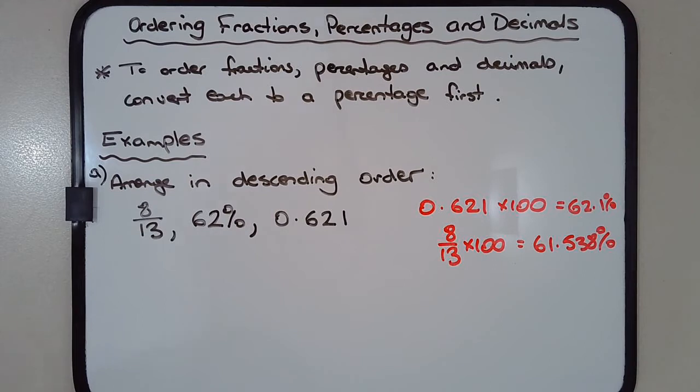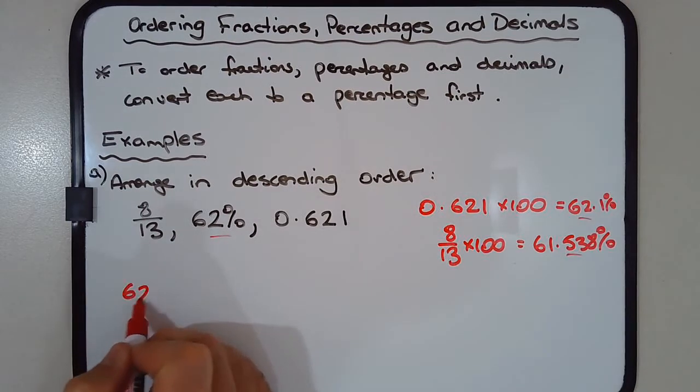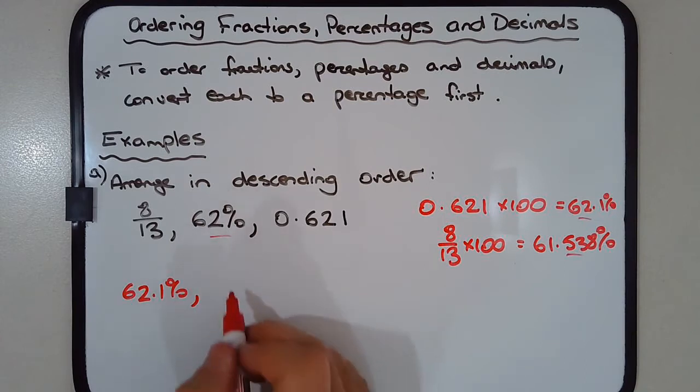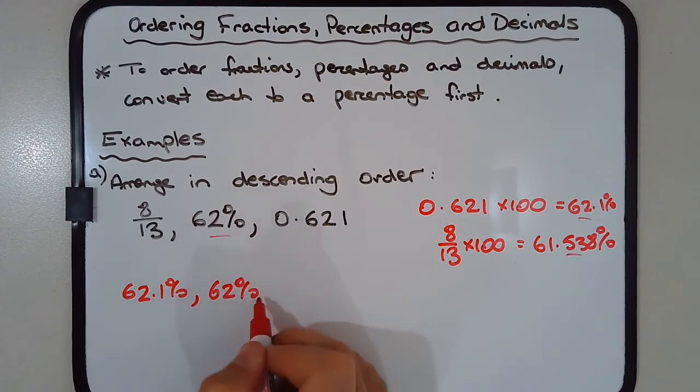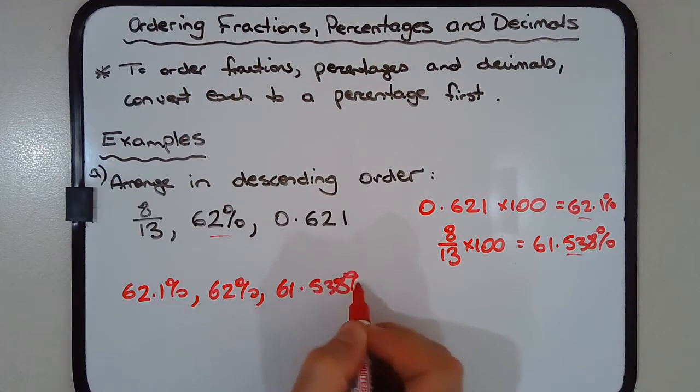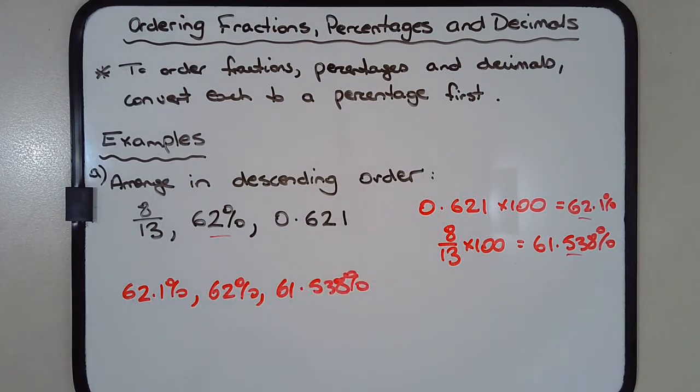So of these three percentages, which one is the greatest? We have 62.1%, then 62%, and then 61.538%. But we need to write the answer in terms of the original numbers, not in the converted percentages.